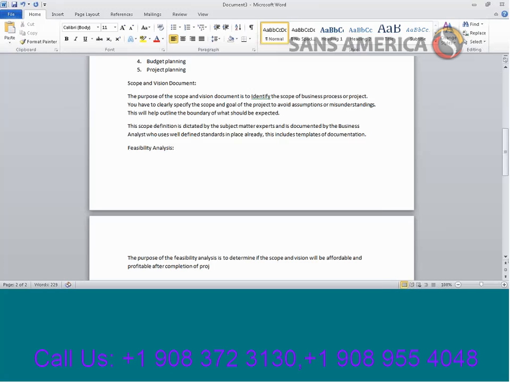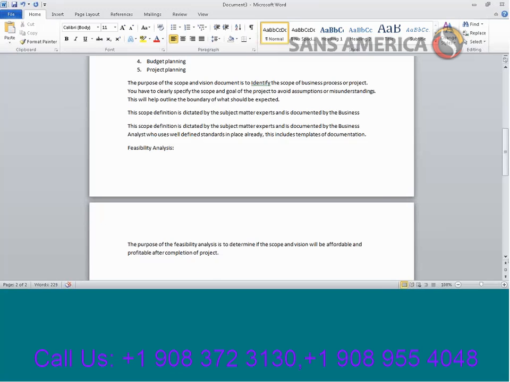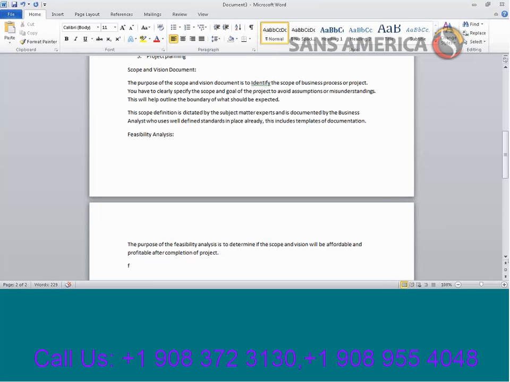So right now, scope definition and the feasibility analysis study is pretty much done by the subject matter experts. However, when it comes to documentation of scope and vision, as a BA, yes, you may be involved. Most likely you will be. Okay. Now, as part of the feasibility study, there is one study that you may also be performing. It's called SWOT analysis.